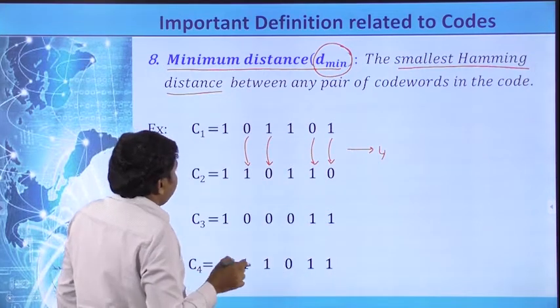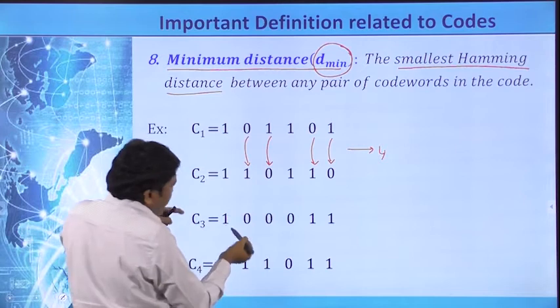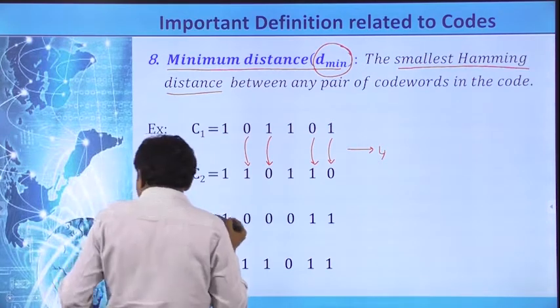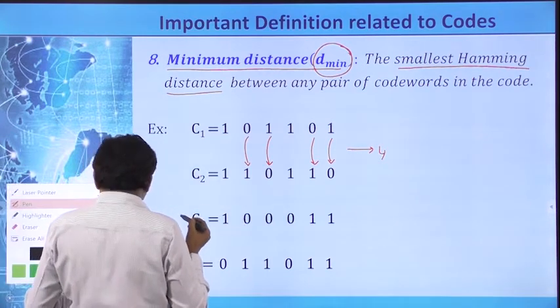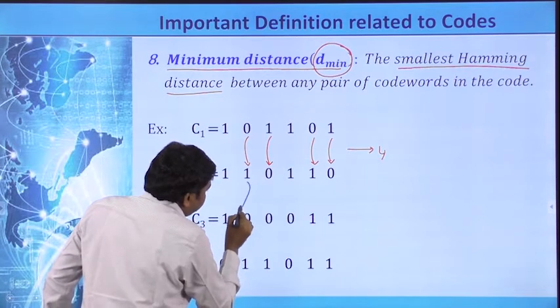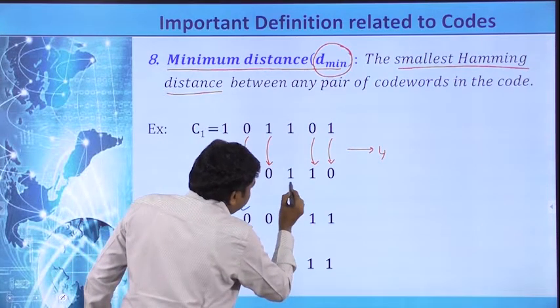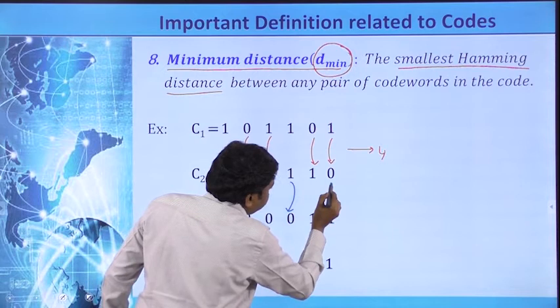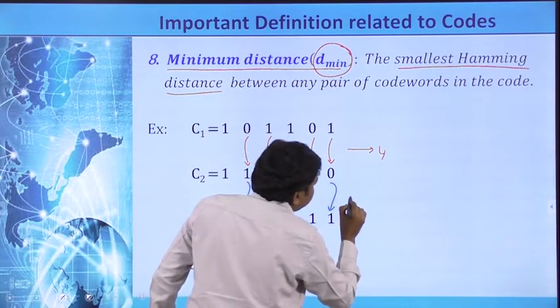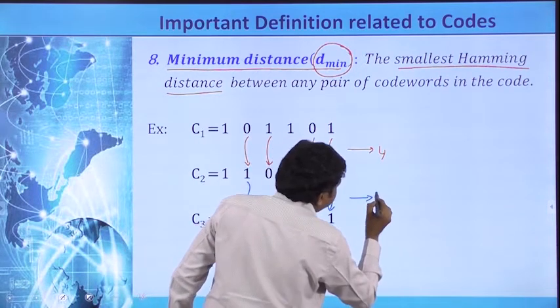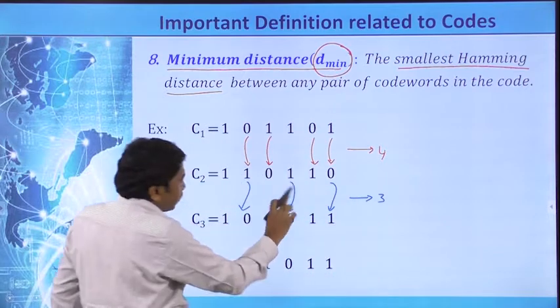Now what is the Hamming distance between C2 and C3? So here, this 1 is changed to 0, here also 1 is changed to 0, here 0 is changed to 1. So the Hamming distance between C2 and C3 is 3. That means 3 bits are changed.